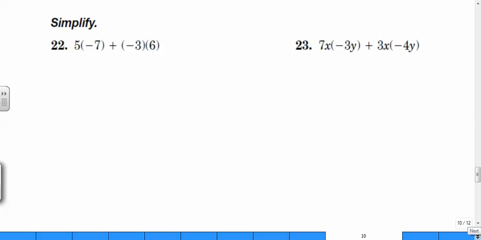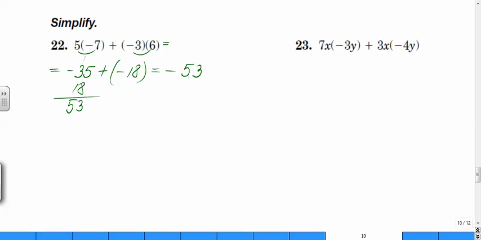By the way, tell me if I'm wrong. Simplify. Follow order of operations, multiply first, right? So 5 times negative 7 would be negative 35, plus negative 3 times 6 would be negative 18. Okay, they have the same sign, add them up. 35 plus 18 will be what? 8 plus 5, 13. 1 gets carried, right? 1 plus 3 plus 1 will be 5. Keep their sign. Alright? Next one.